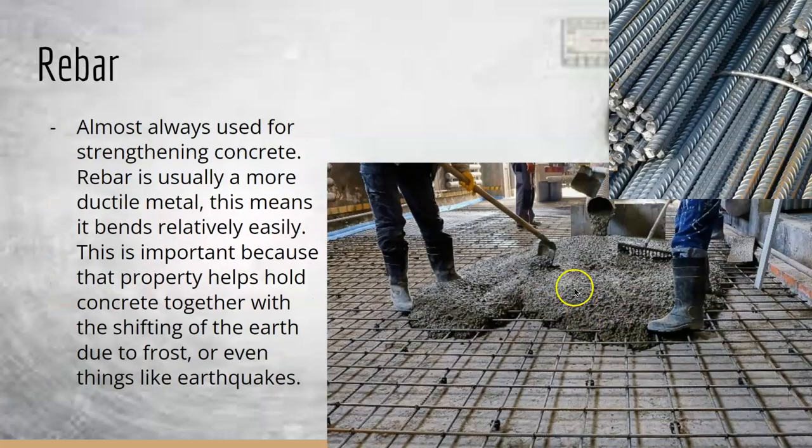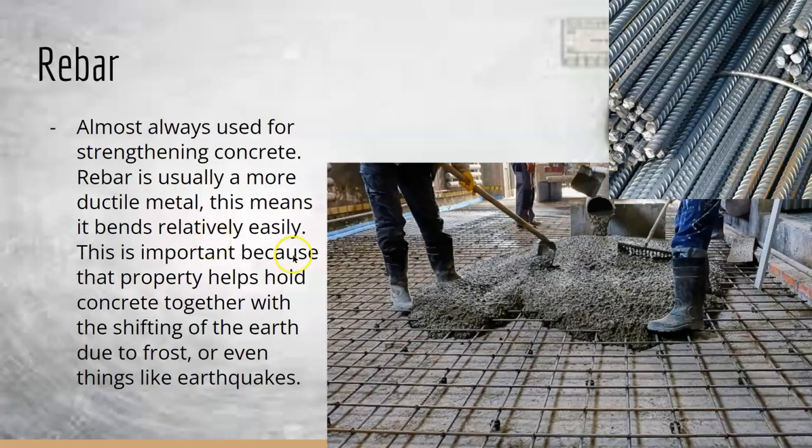Okay. Rebar. We have chunks of rebar all over our shop. This is what our blacksmith project is going to be made out of. It's used for strengthening concrete. Rebar is usually a more ductile metal. This means that it bends relatively easy as far as metal goes. It doesn't bend like that piece of tin that we had, and it doesn't bend like a piece of sheet metal, but it definitely bends easier than a piece of flat bar or something like that.